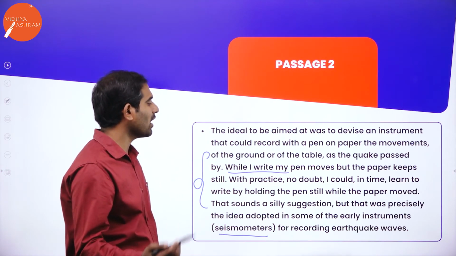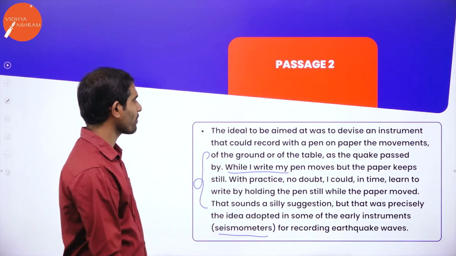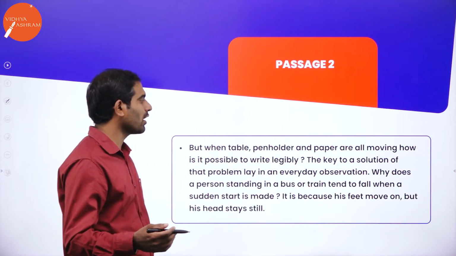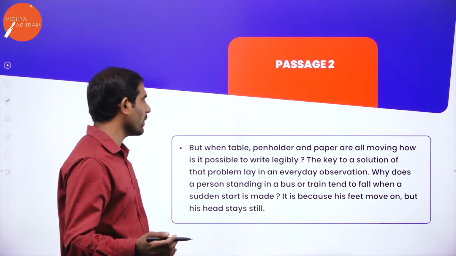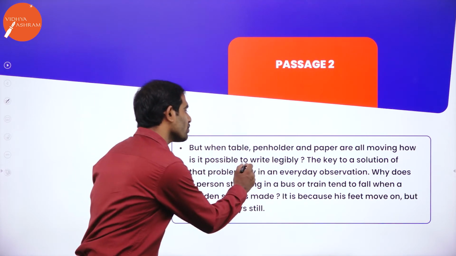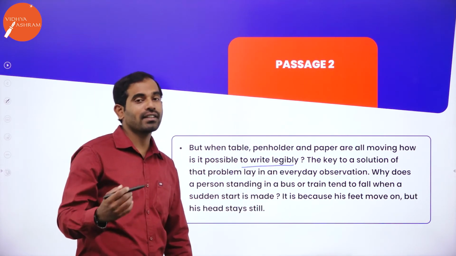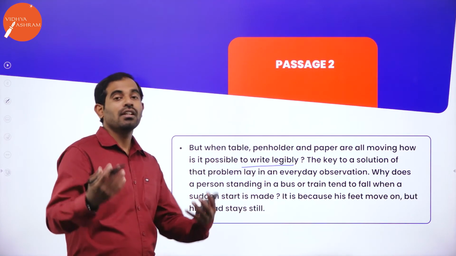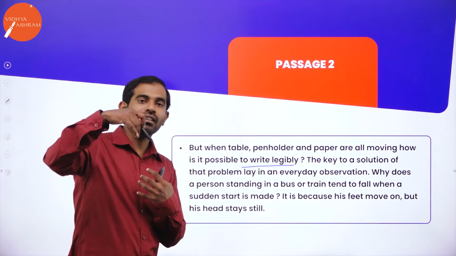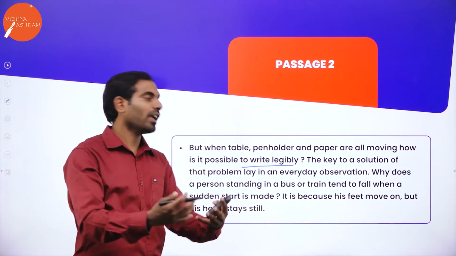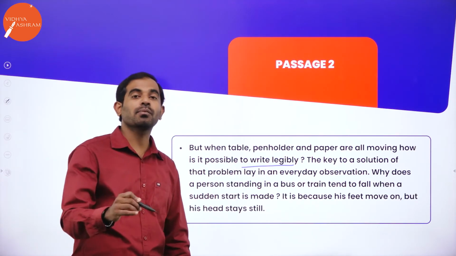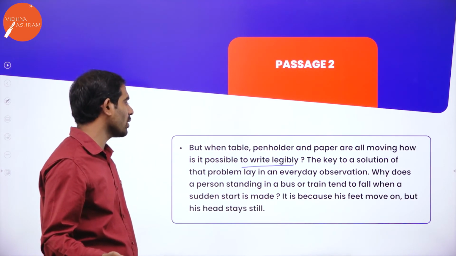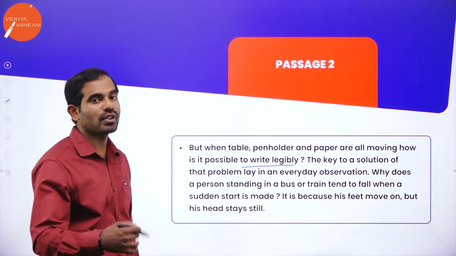So this is the meter, this is the instrument which is used for recording earthquake waves. In the third paragraph: but when table, pen holder and paper are still moving, how is it possible to write legibly? Now the author is saying, when the writer, the pen, the table, the paper, everything is moving, how is it possible to write legibly? It is not possible. The key to a solution of that problem lay in an everyday observation.